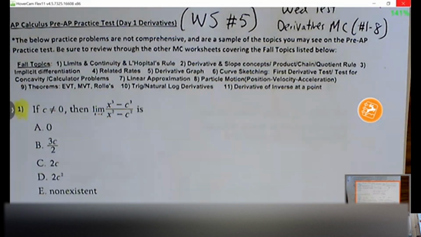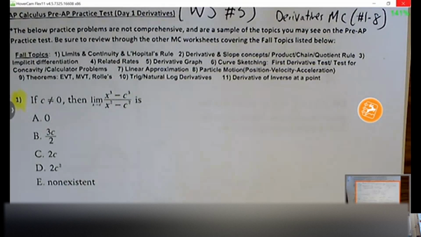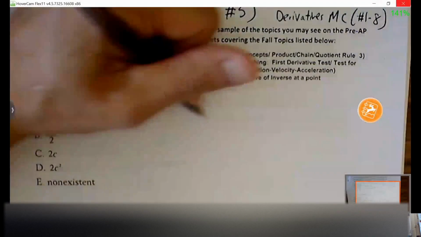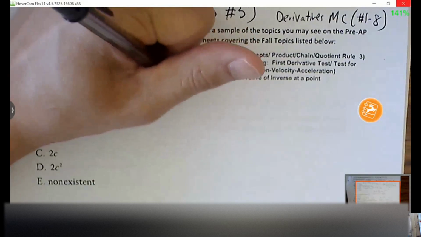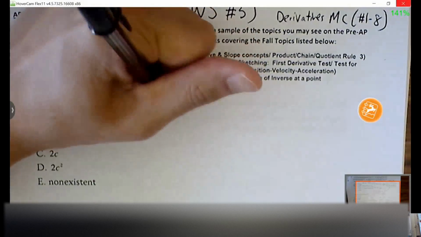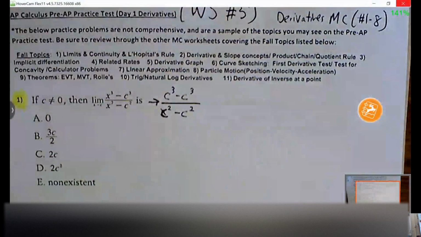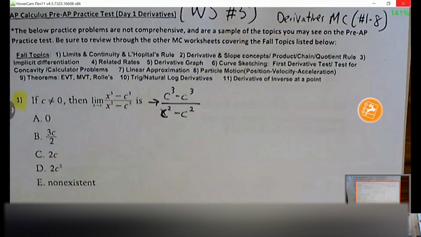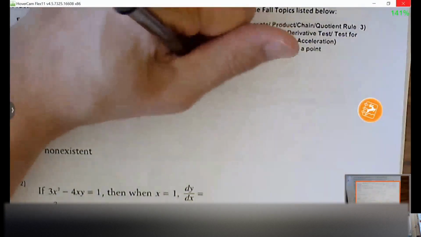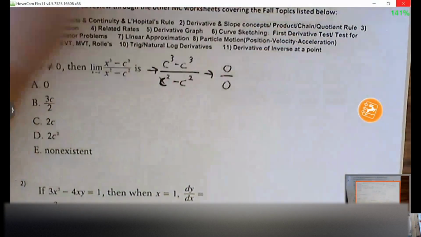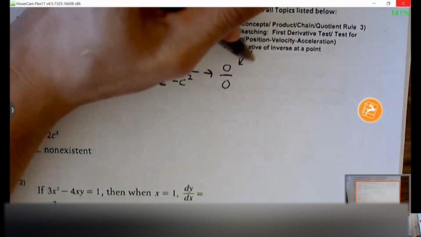So first things first, we're going to evaluate the limit. Substitute C in for all the x's. C squared. So we see that as we evaluate, we're going to get 0 over 0. And that tells us that the limit does exist. We just haven't found it yet. There's a hole in the graph.